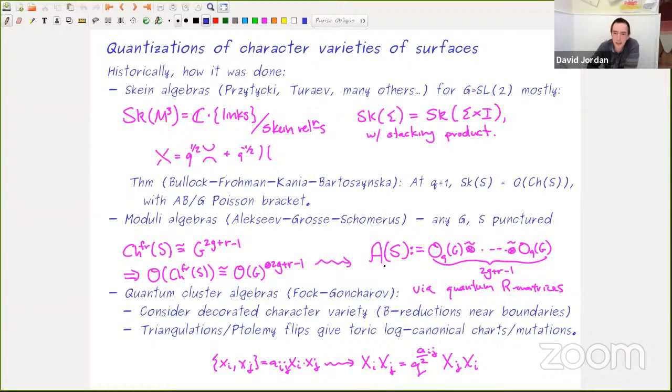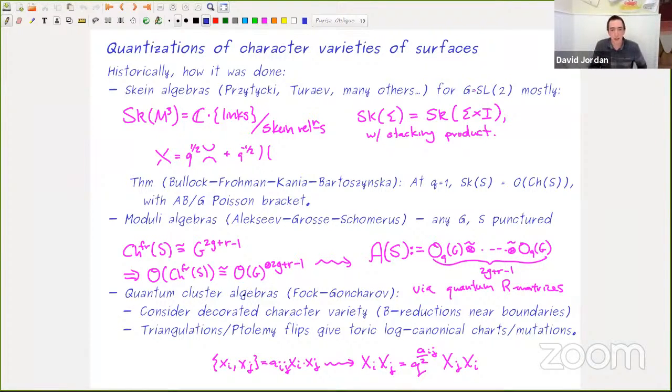Right, so this algebra A of sigma that they define attached to the surface is the same number of copies of O(G) as you had before, but now with this quantum algebra. And the cross relations are a bit complicated. They depend, of course, on the genus and the rank, and they're expressed using the quantum R matrices for the quantum group. Okay, so we'll come back to these algebras in a bit.